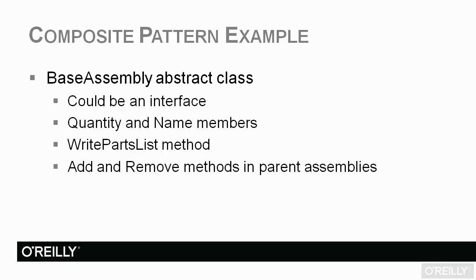But in order to just demonstrate the composite pattern, we'll simplify that part and just use quantity and name. Then we'll also have a write parts list method. And our client is going to ask all of the objects in the composite to write the parts list. And they'll essentially write themselves and any children they have. And then there will be add and remove methods in parent assemblies. So the parent assemblies will be able to add and remove child assemblies.